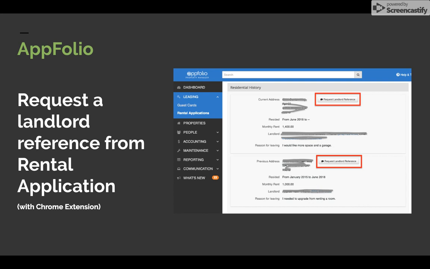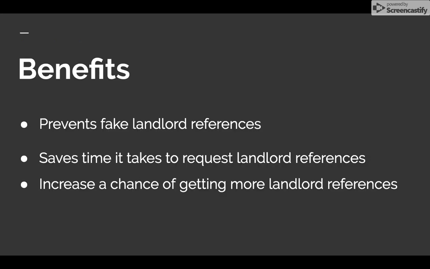The way it would work is you will have a button inside your resident history that will allow you to request rental verifications using our system. It'll be working with a Chrome extension, and it will allow you to have that button there. So let me walk you through how it would work, and so you would be able to see if this is something you would be interested in.